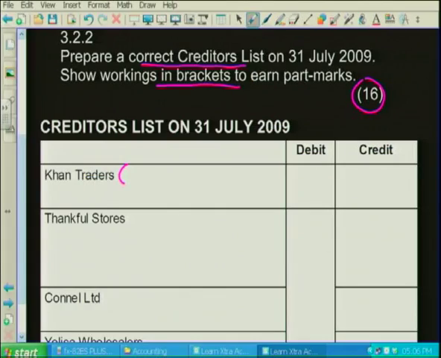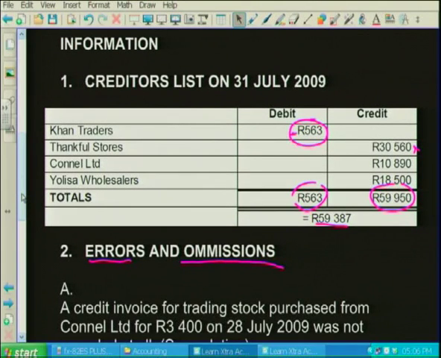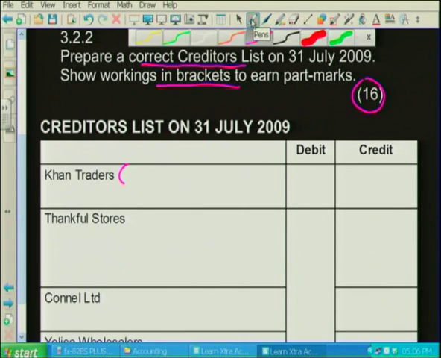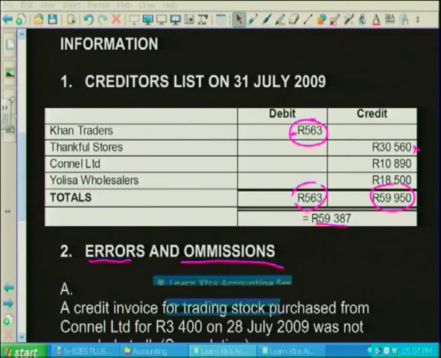Right, guys, like we did for your debtors reconciliation, for your creditors list we are also going to start with opening balances in brackets. So let's start with Khan Traders, open brackets, and let's go to our info. Khan Traders has a debit balance of 563 Rand. So let's enter that. But remember, guys, a debit balance means there must be a minus in front, or you can write down debit balance. I'm just going to put a minus, an amount of 565. Or is it 563? Let's just double check. Okay, 563.